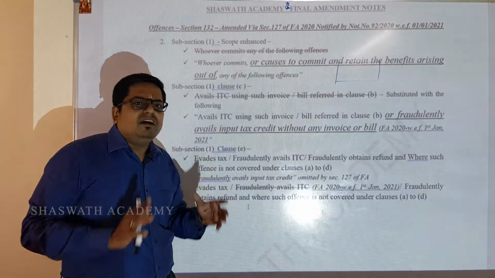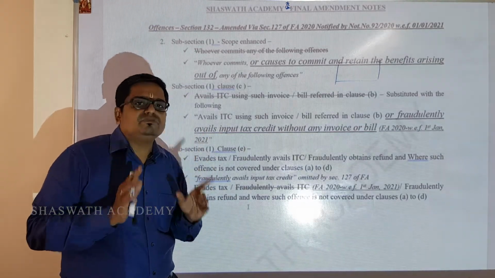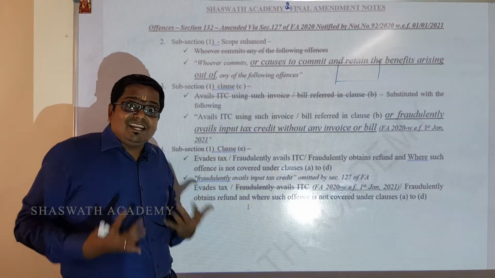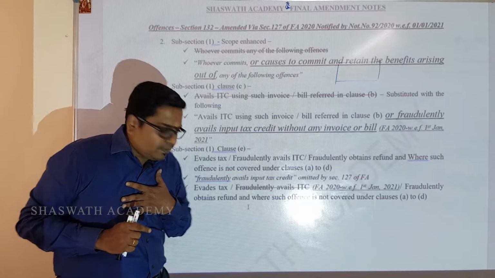Punishing, penalizing. When the punishment goes up, my dear brothers and sisters, obviously crimes will come down. So that's what this threatening provision is, and I would say personally, this one is a welcome provision.